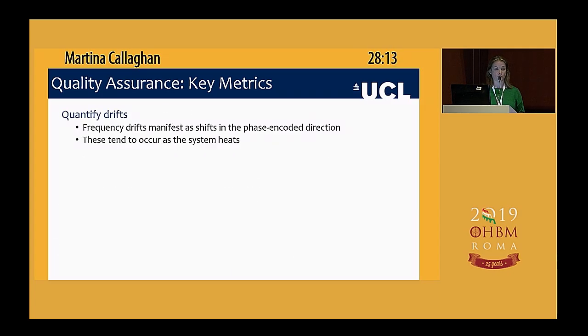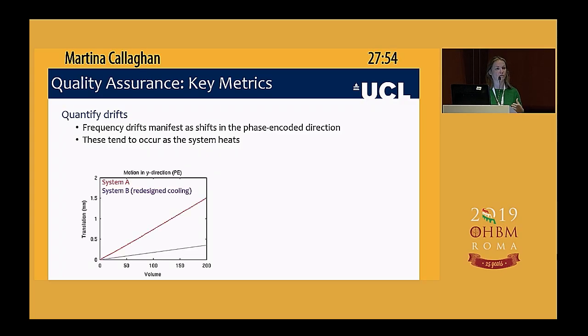We can also quantify drifts. It's quite natural for the frequency to drift over the course of the experiment, and this manifests as shifts in the phase-encoded direction, and depending on how the sequence is implemented, there may or may not be corrections for that. In itself, it's not really such a problem because it can be corrected with most packages via realignment. But you want to make sure that it's not abnormal and that it is something that's at the level that can be corrected.